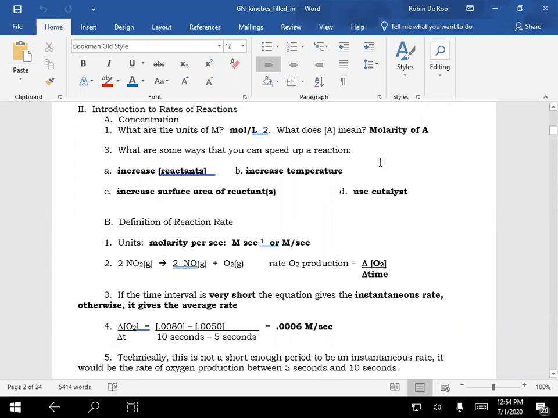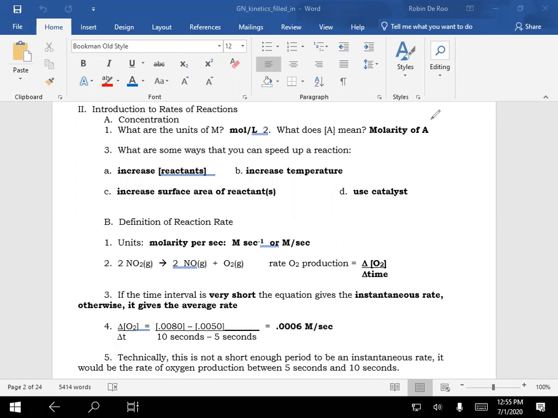Okay, we're going to look at rates of reactions. So let's look at the units of molarity. That's going to be moles over liters. So when we use these brackets, we mean molarity. So this means molarity of A.